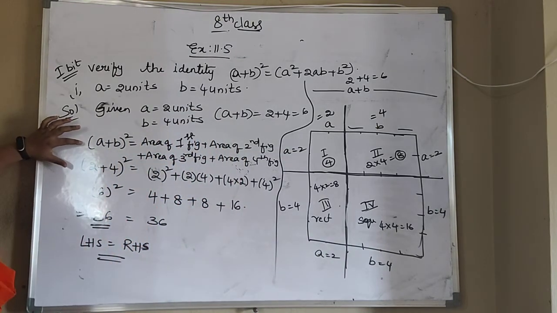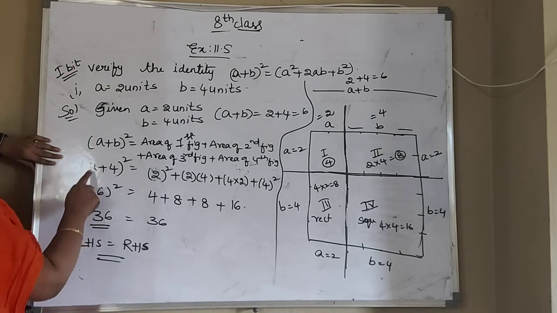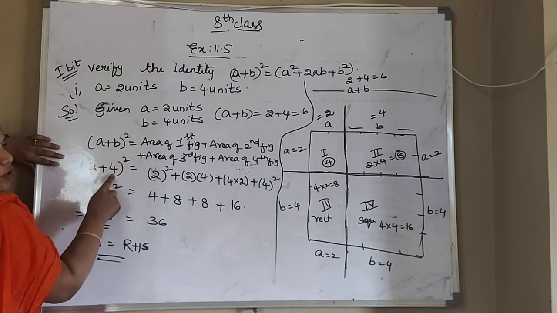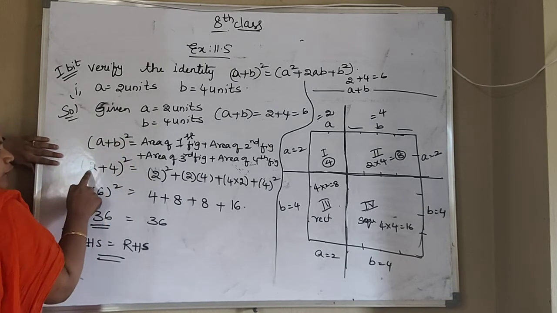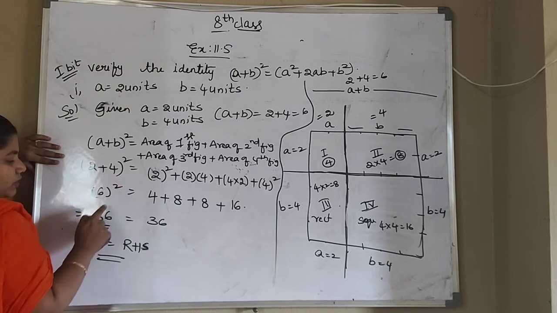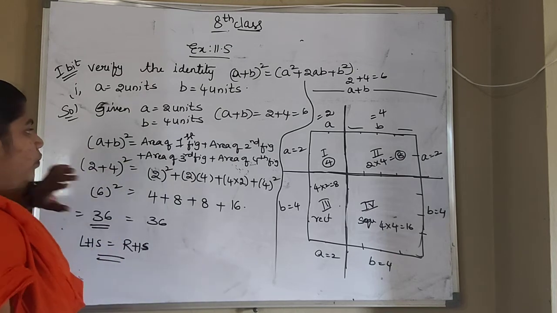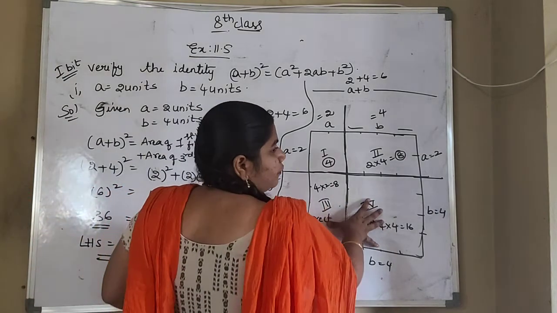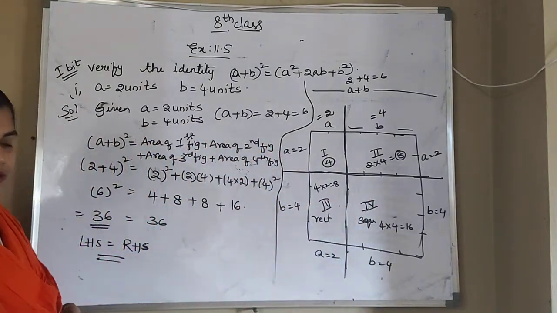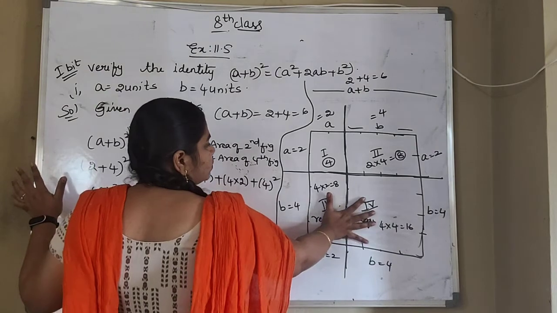Now LHS part you see first. A plus b whole square. A value is 2, b value is 4. Square I wrote as it is. 2 plus 4 is 6. 6 square is how much? 36 equals to. Now we are proving from this the RHS part. We are proving RHS part by using this figure.